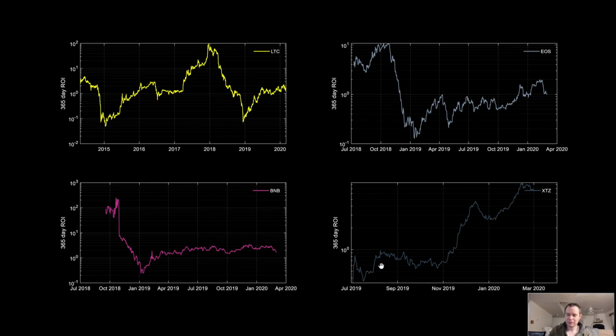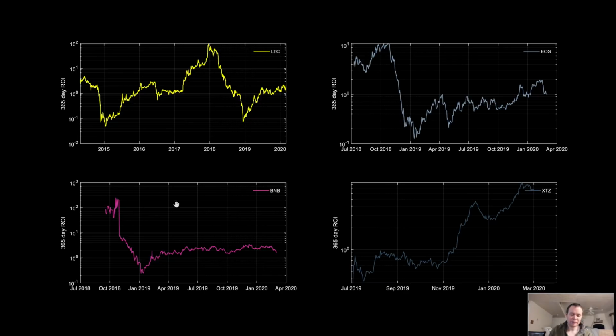But you can see in terms of the 1 year ROI, if you look at say shorter time frames, it goes up and it goes down. But in terms of the 1 year ROI, just buying XTZ and continuing to hold it, you're actually doing quite well. And currently your 1 year ROI would be up almost 10x or so.